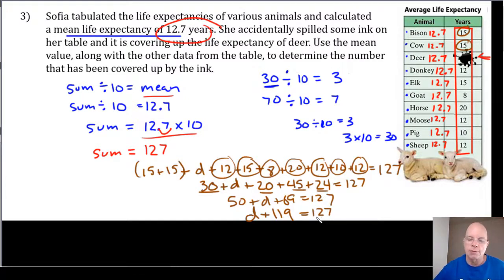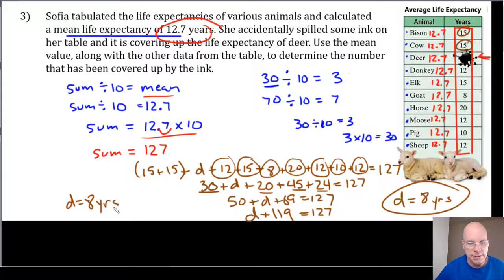So you could either subtract 119 from 127 or just think, what would you be adding to 119? I mean, you would need to add 1 just to get to 120 and then 7 more to get to 127. So D must be 8. The life expectancy of the deer must be 8 years.